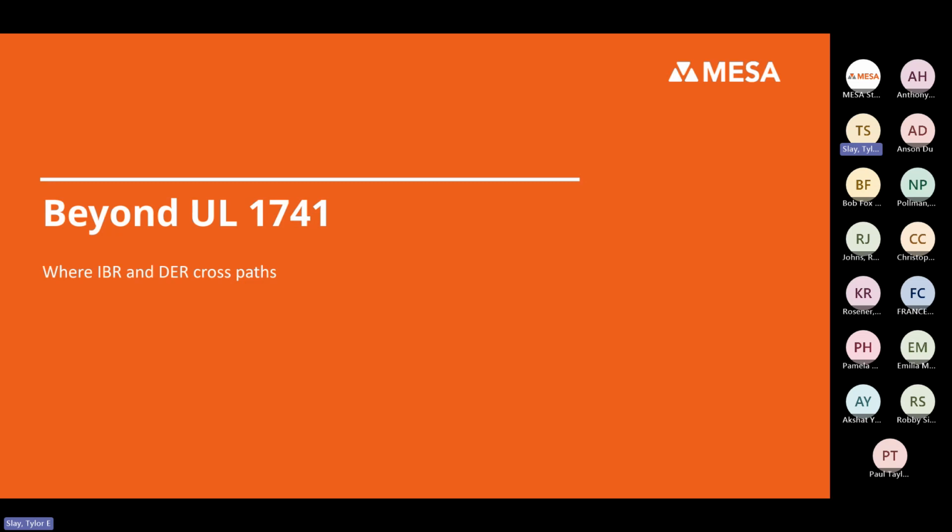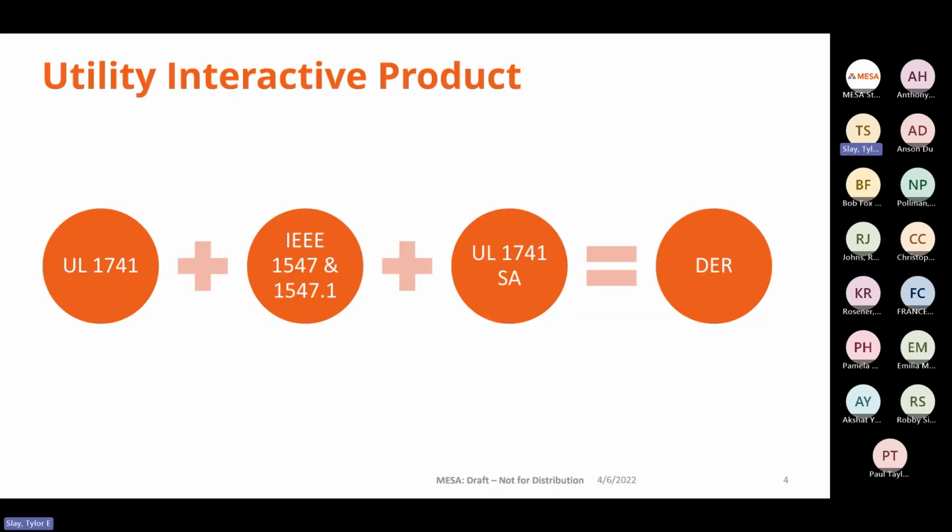So beyond UL 1741 is where IBR, inverter-based resources, and DER cross paths. UL identifies a utility interactive product as the combination of UL 1741, IEEE 1547 and 1547.1, and the modified UL 1741 SA. So these all are brought together and create a distributed energy resource, typically seen as residential in most of the implementations that California Rule 21 will identify.